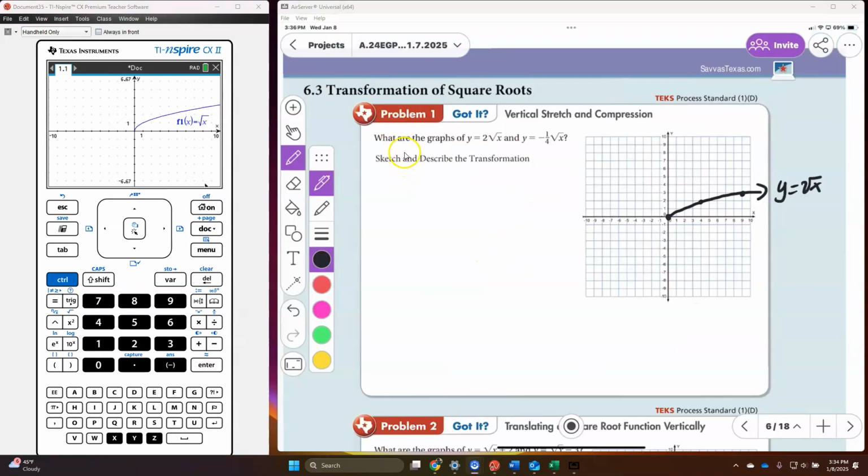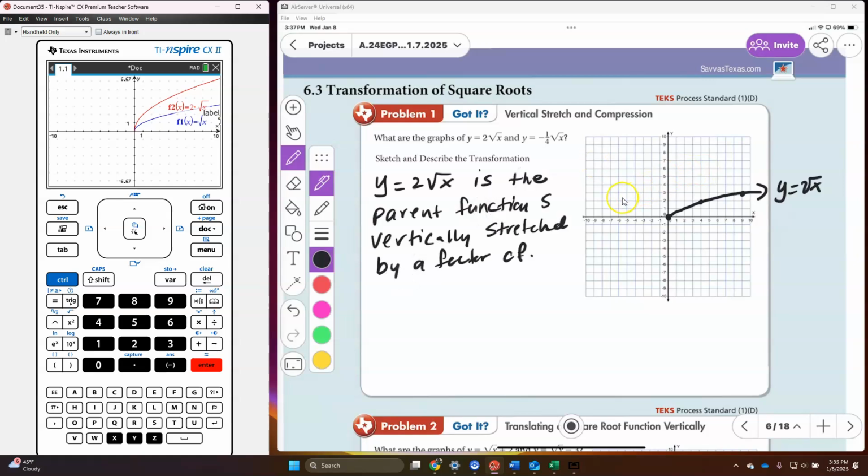So we have problem 1. It says, what are the graphs y equals 2 square root of x and y equals negative 1/4 square root of x? So I'm going to graph 2 times the square root of x, and you notice that it's the parent function stretched by a factor of 2. So y equals 2 square root of x is the parent function vertically stretched by a factor of 2. If I had to sketch it, it would look something like this.